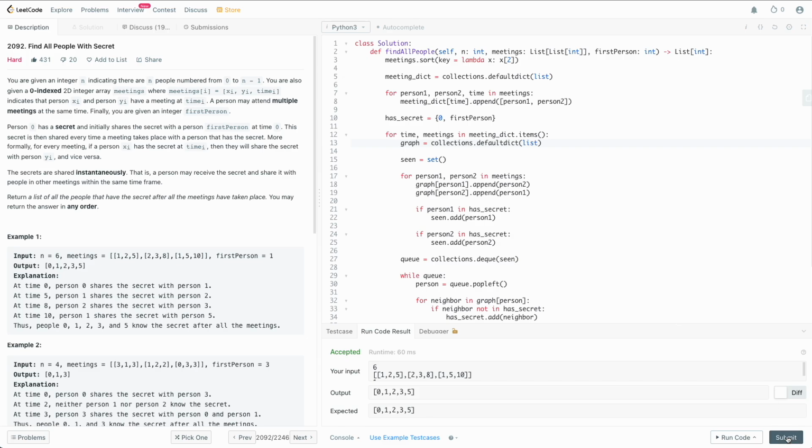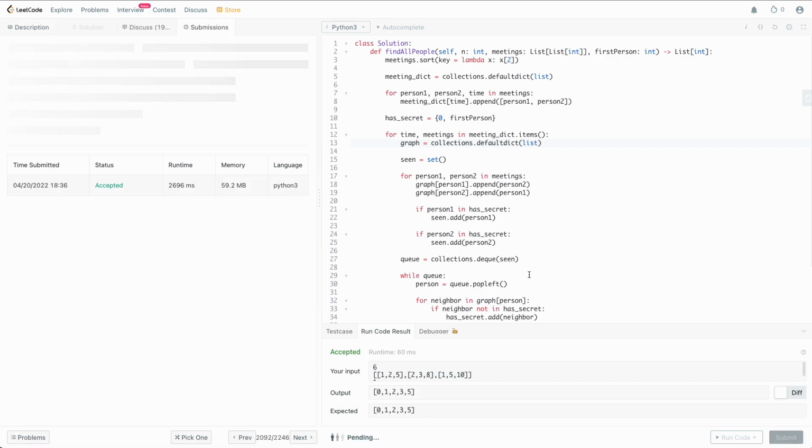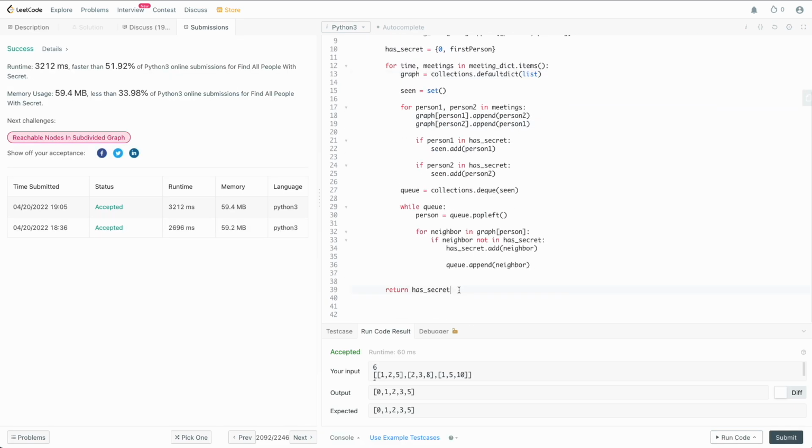Okay, cool. So we haven't made any stupid bugs. Let us submit this. And we can see once these test cases run, hopefully I don't get a TLE here. Okay, cool, it works. Great.